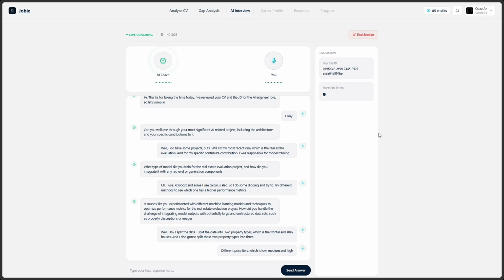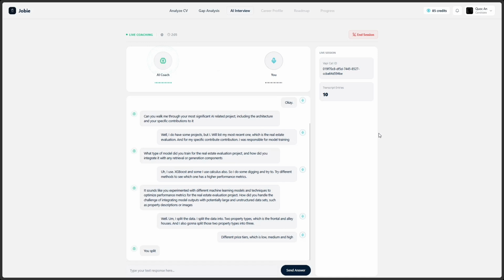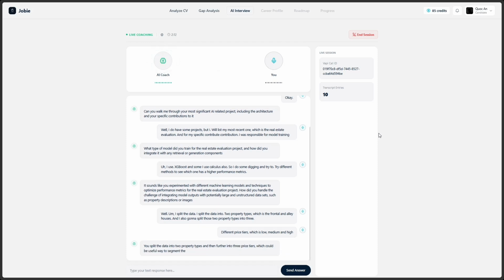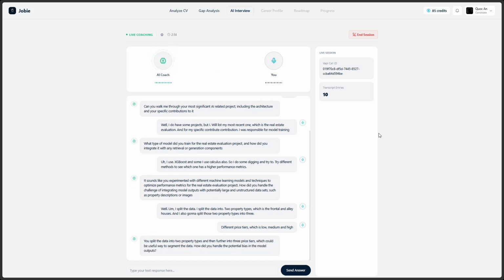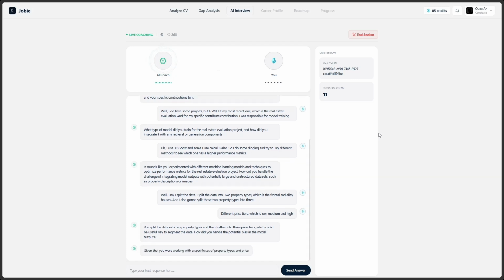You split the data into two property types and then further into three price tiers, which could be a useful way to segment the data. How did you handle the potential bias in the model outputs, given that you were working with a specific set of property types and price tiers rather than a more general real estate data set?